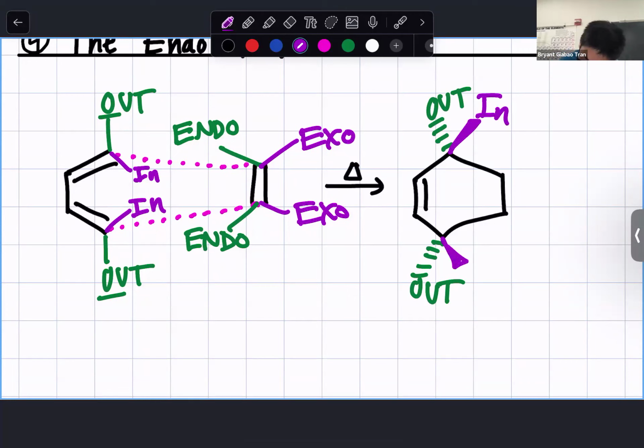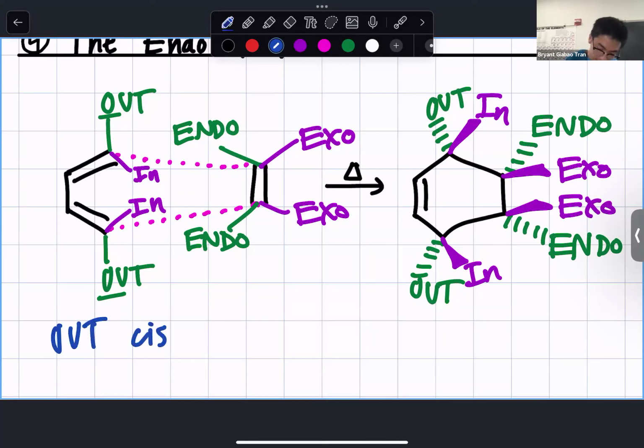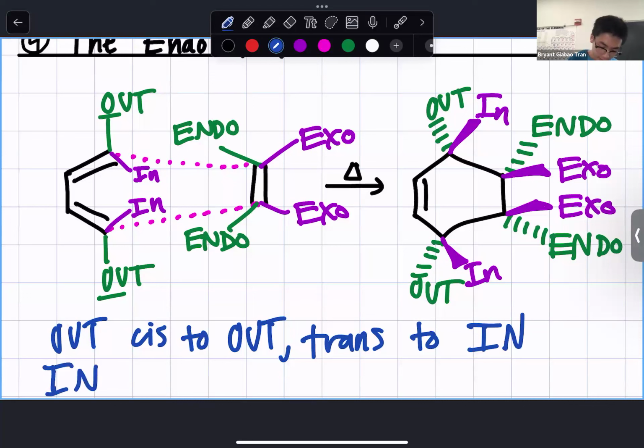In group, right? The endo product is cis to the out groups. Endo. That makes the exo wedge. Exo. Right. So the out is cis to out, trans to in, and vice versa. In is cis to in, trans to out.